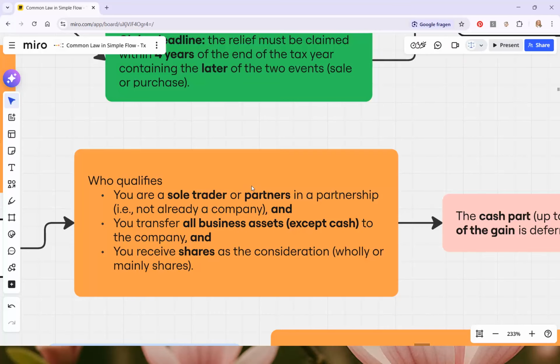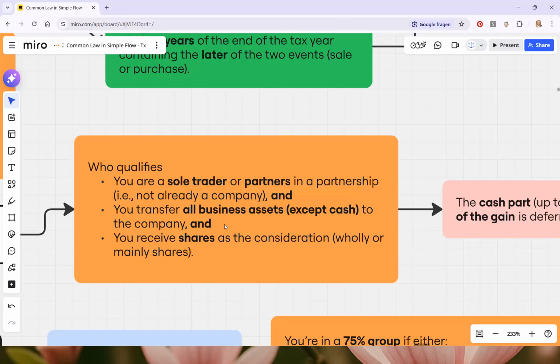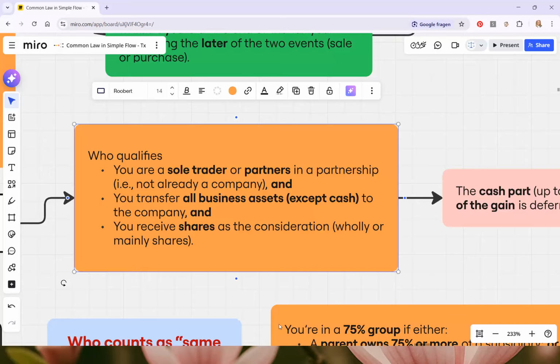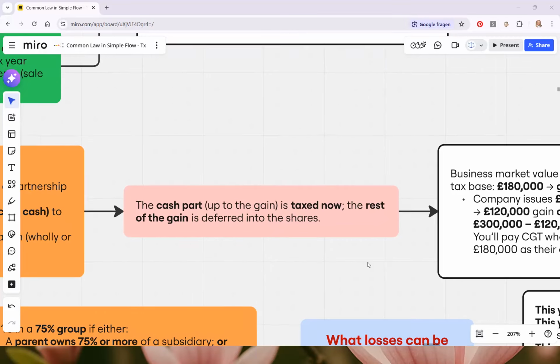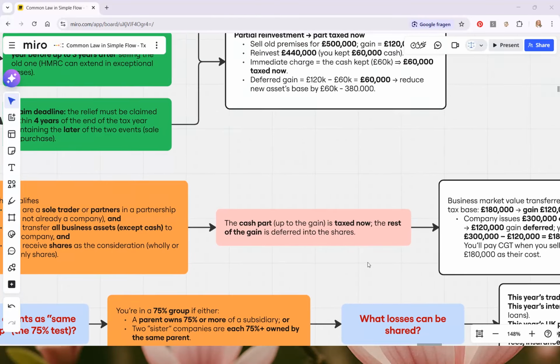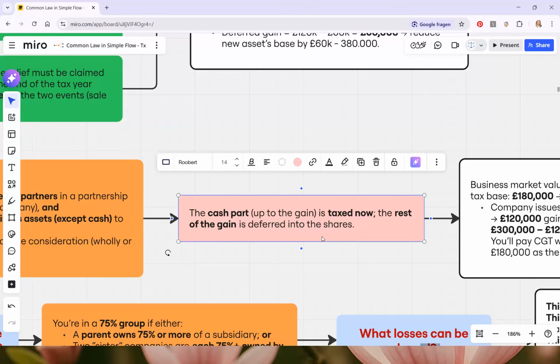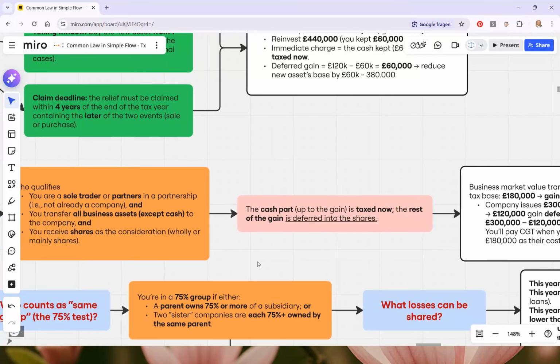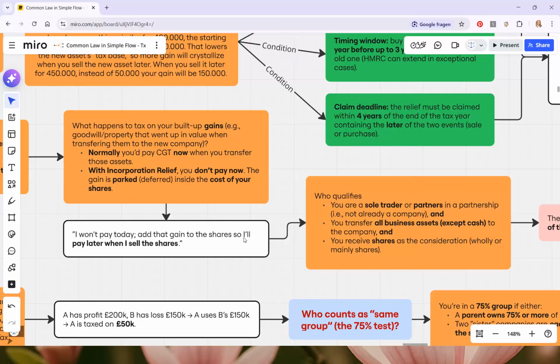So who qualifies for this? You are a sole trader or partners in a partnership, not already a company, and you transfer all business assets except cash to a company, all your business and assets. So you receive shares as the consideration, wholly or mainly shares. So the cash part up to the gain is taxed now. The rest of the gain is deferred into shares.